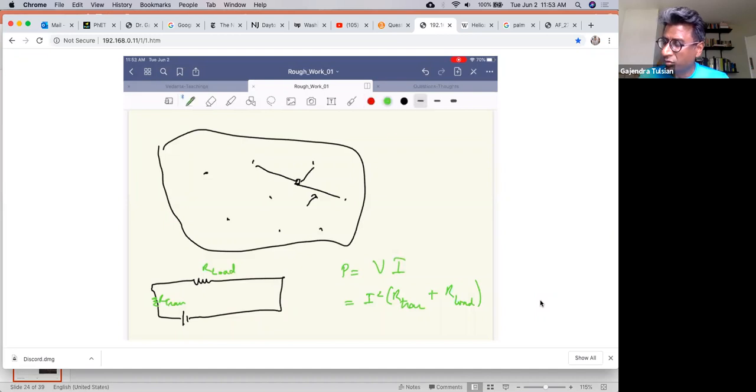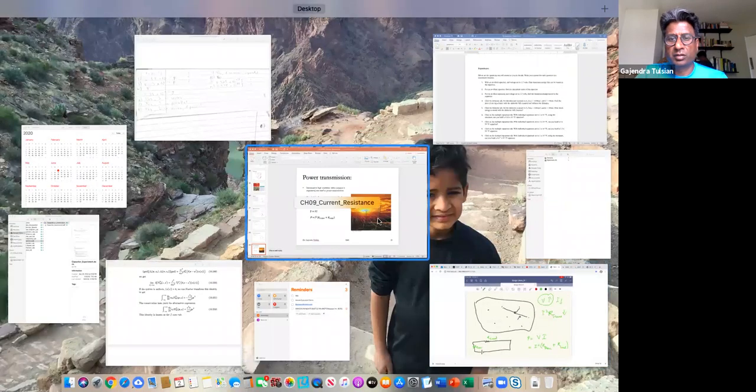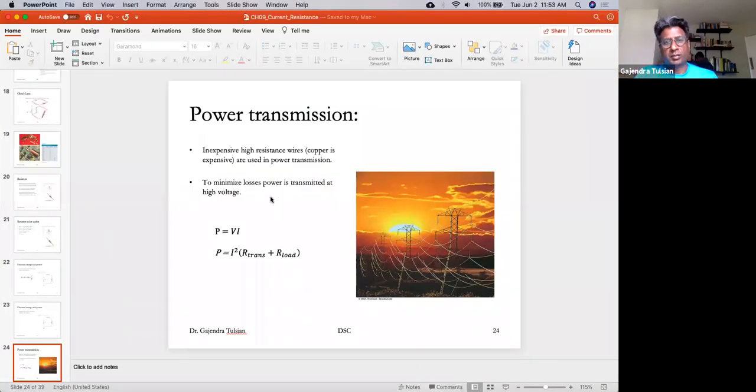So voltage is high, current is low, then this term will be low. That's why you want to transmit power at high voltages, and that's what we're talking about here. To minimize power losses in transmission, we transmit power at high voltages. In the US, power transmission occurs at maybe about 800,000 volts. Again, that's to minimize transmission losses. Transmission losses can be anywhere from 5 to 10%.